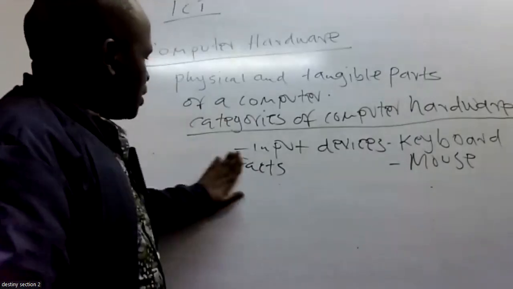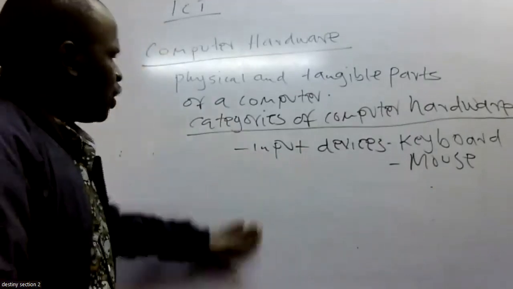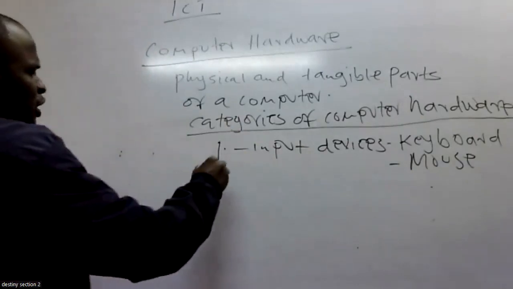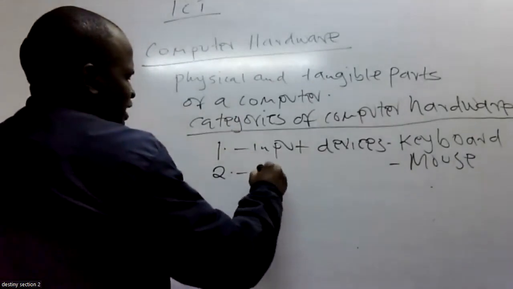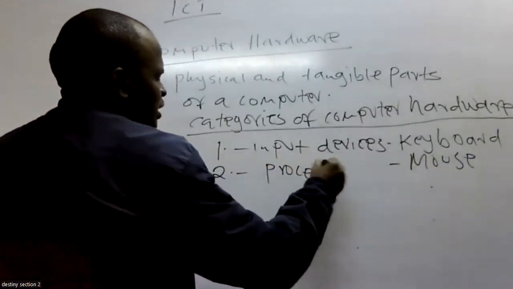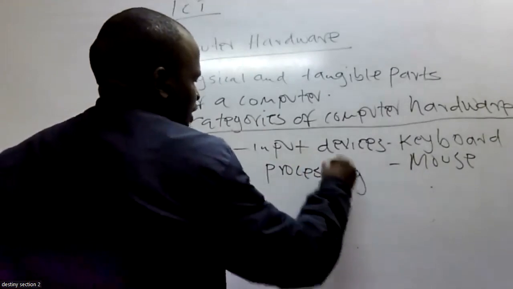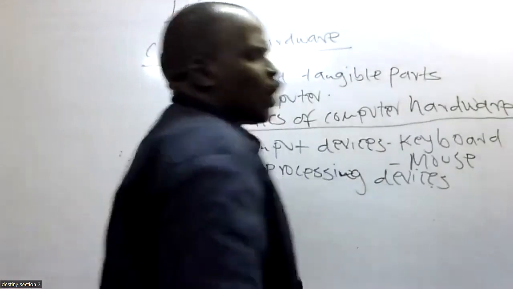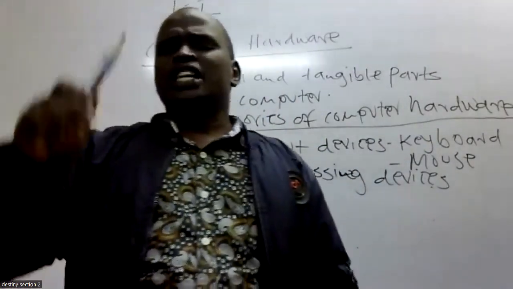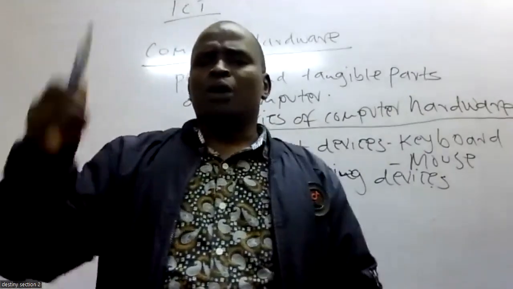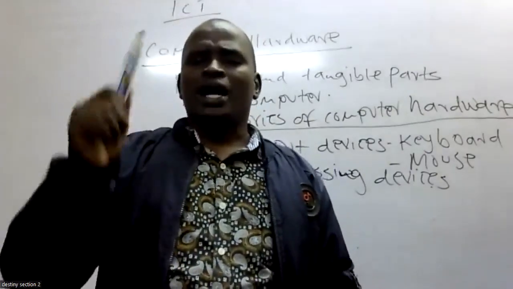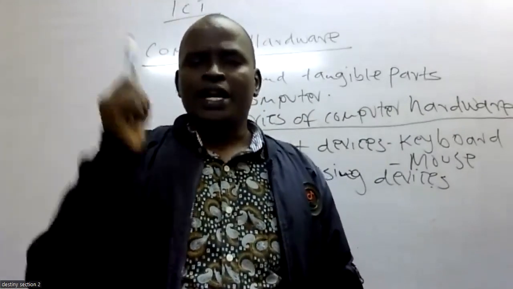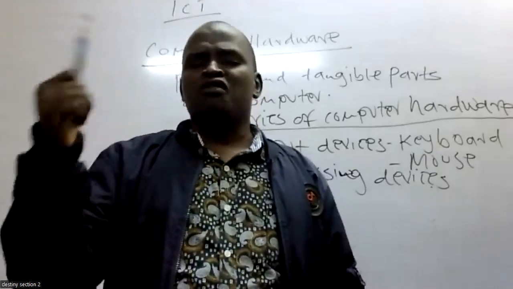So, the input devices. This is one category of the computer hardware. One is the input devices. And then number two is the processing devices. So we also have the processing devices. Processing devices, students, are those devices which do the actual execution. What do I mean by that? It is the devices which process the data from the raw to a meaningful information.